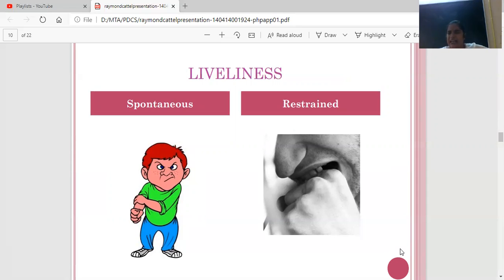On the other hand, restrained means they try to control their anger. They will bite their lips and somehow, as we say, swallow their tears of blood. So they are very restrained. They are angry, but they know how to restrain it. You cannot easily manipulate them or get them irritated.